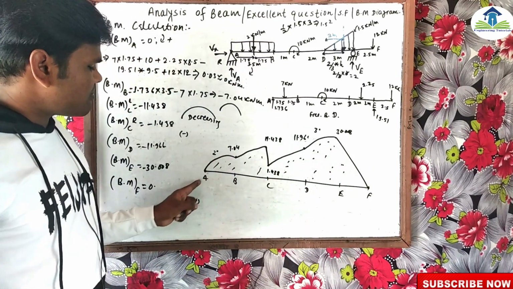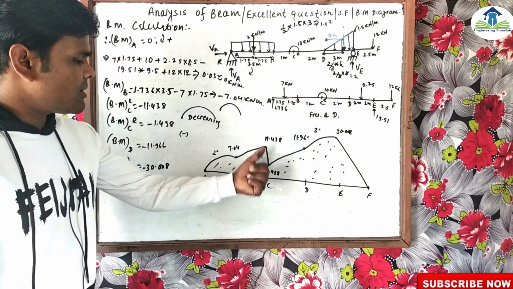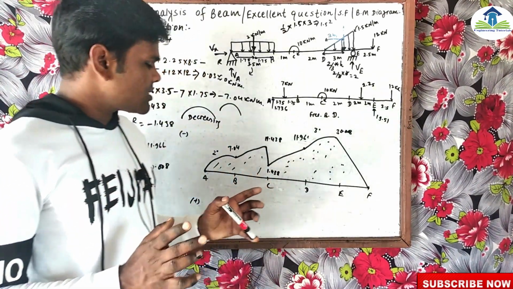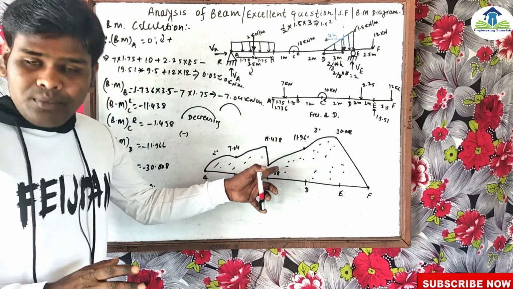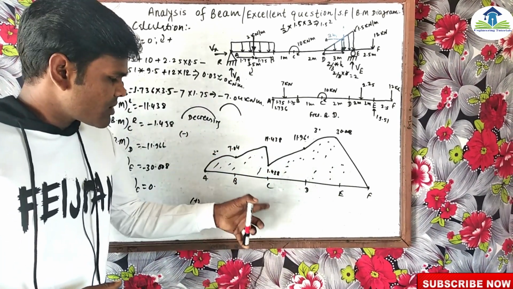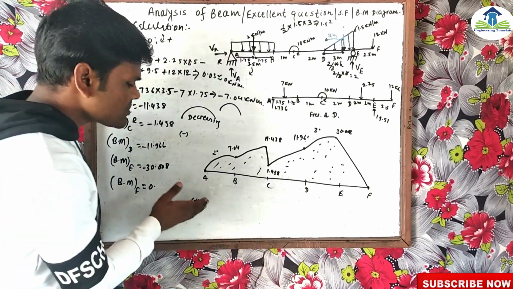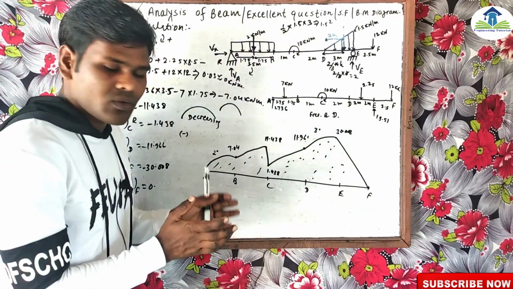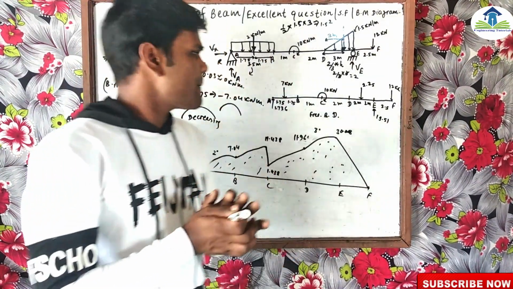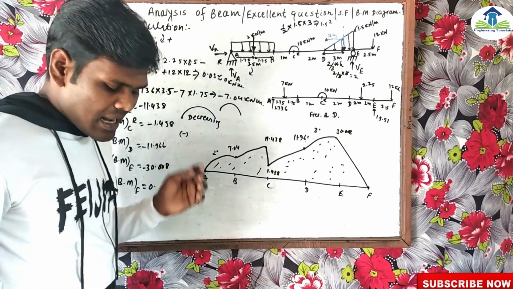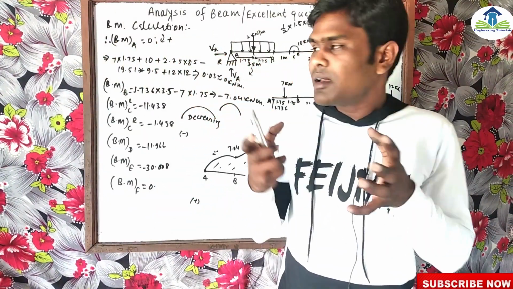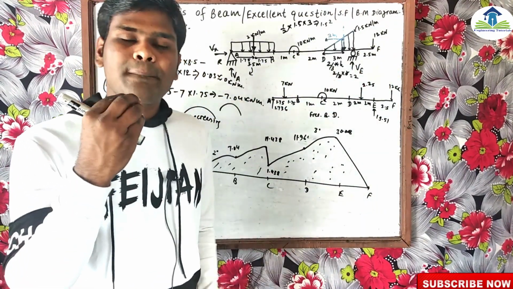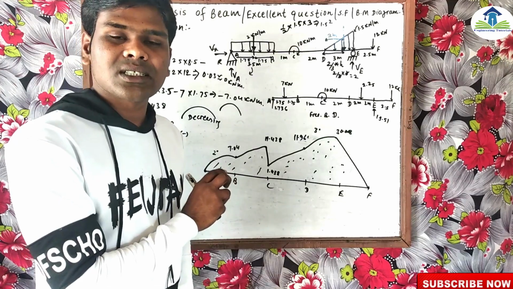I have marked all the bending moment values at every point B, C, D, E, F, and there is no point of contraflexion, because the bending moment diagram does not change to the plus side. So there is no point of contraflexion, so we don't need to calculate the point of contraflexion. So in this way we calculate the shear force diagram and bending moment diagram, and we also draw them. Now that's all about this question.